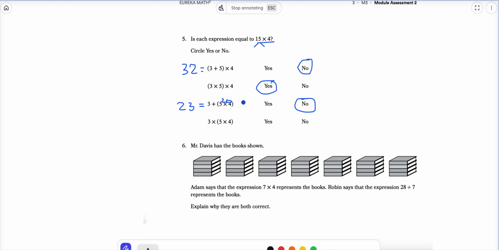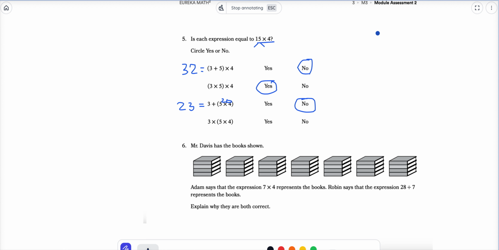Mel? No. Why not? Because I do 5 times 4, and that's 20, and then 20 times 3 doesn't get me anywhere near 15. I have to tell you that it's 15 times 4. Okay? So let's take a look here. Remember the rule we learned about multiplication? What did we learn about multiplication and parentheses? If they're all times signs, does it matter where the parentheses go?